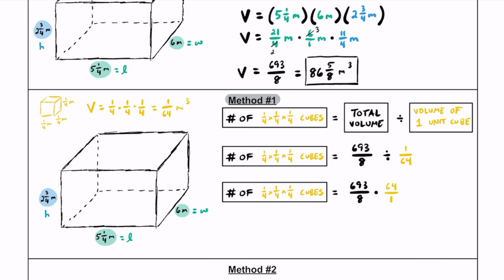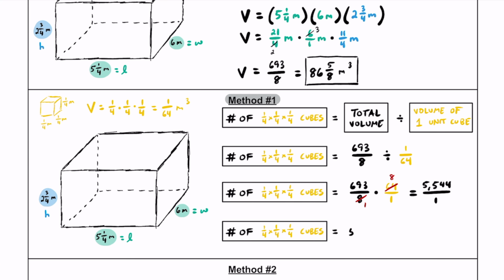64/1. Okay, and it looks like we can maybe cross cancel here a little bit. So 8 and 64 can both divide by 8. So 64 becomes 8 and 8 becomes 1. And then if we actually multiply this out, 693 multiplied by 8 is going to be 5,544. And then on the denominator, 1 times 1 is going to be 1. So we know that we are going to have 5,544 of these quarter by quarter meter cubes that would fit inside of this rectangular prism.